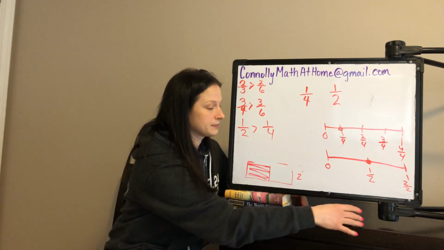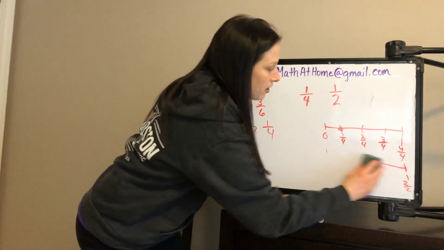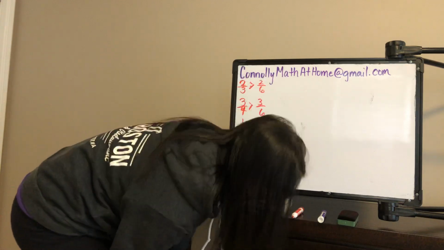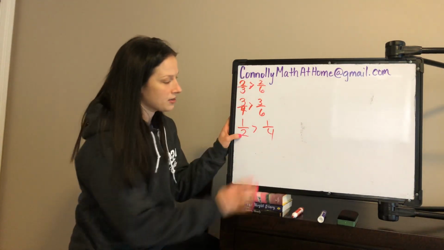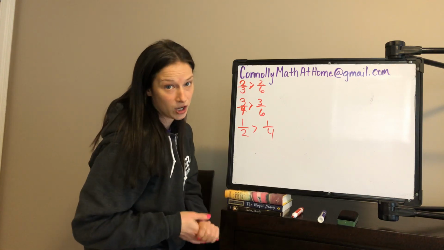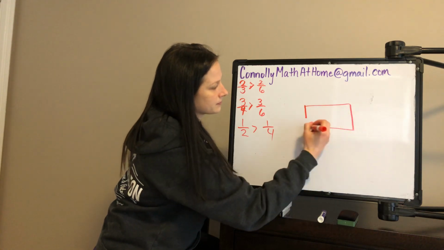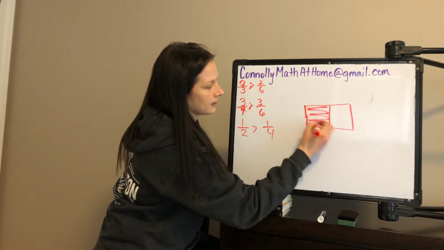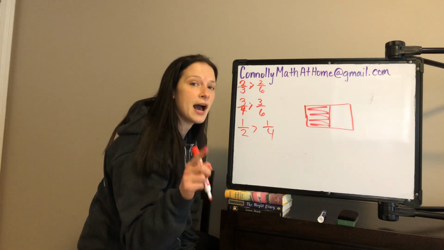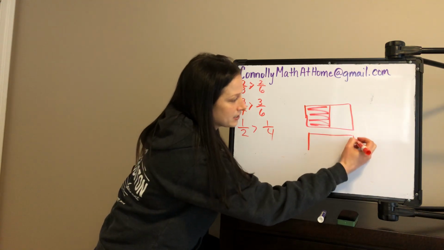What's happening? Well, friends, I'm hoping that you're already coming up with what we call a conjecture, an opinion. But what happens with the size of the pieces when our denominator gets bigger? Okay, so let's just think about 1/2 right now. I'm going to show you again 1/4. Now while you're thinking, what's happening to the size of the pieces as my denominator gets greater?